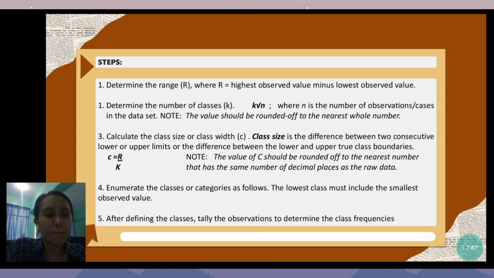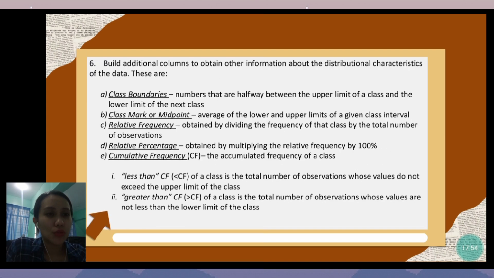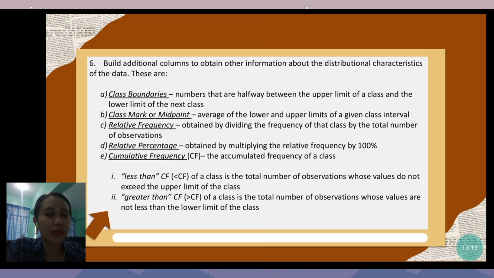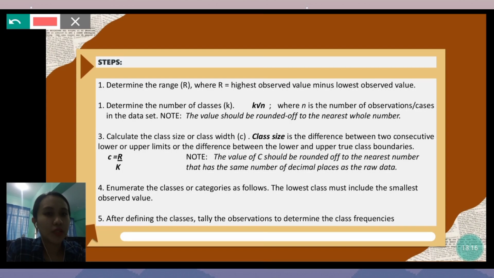There are actually steps in creating a frequency distribution table. Let me just explain the steps, but I will be creating another video to better explain how to create the frequency distribution table. Step number 1 is to determine the range, denoted by R.